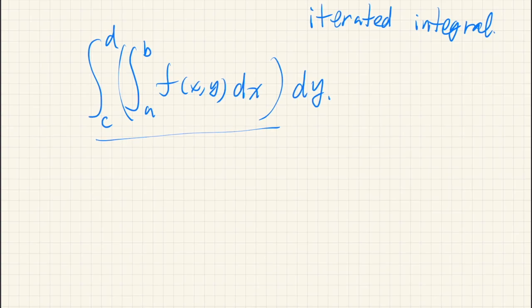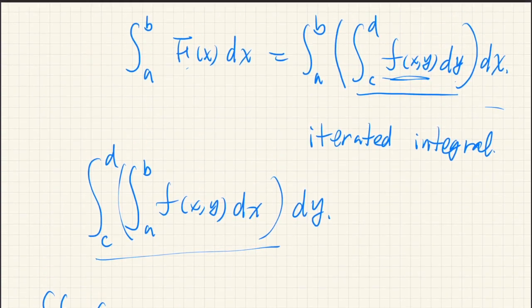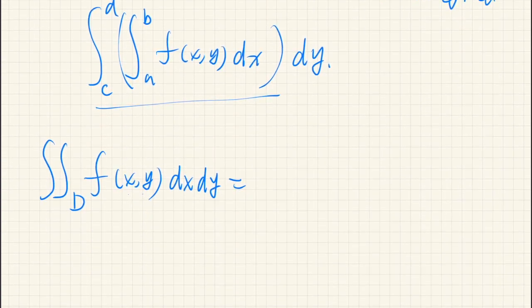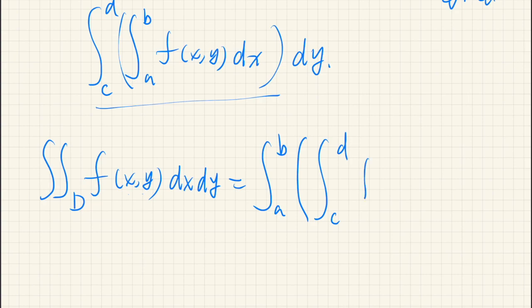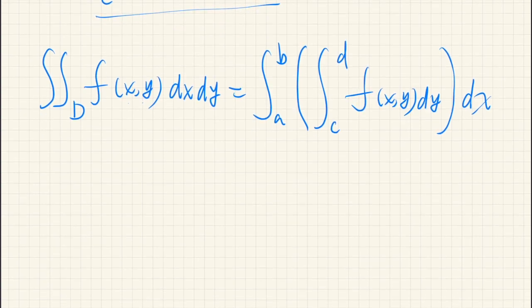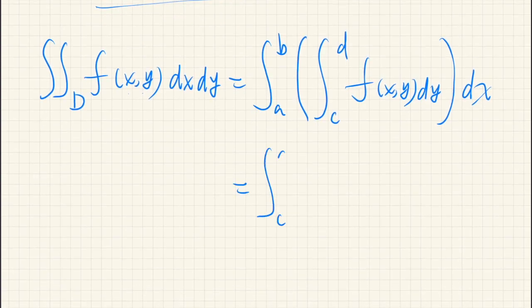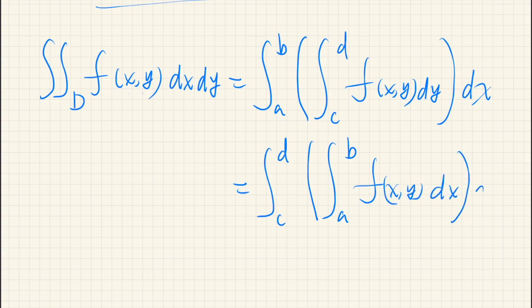In other words, we have the following equality. The double integral over D of f of x and y dx dy is equal to this iterated integral, the integral from a to b and c to d, and this is also equal to the integral from c to d and a to b of f of x, y dx and dy.